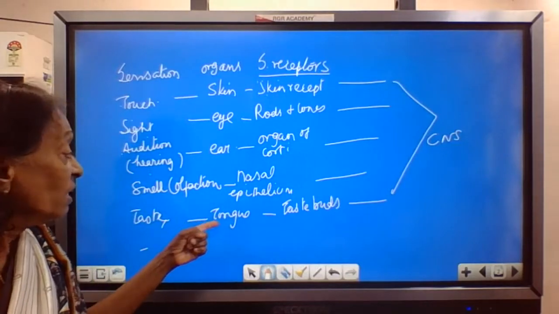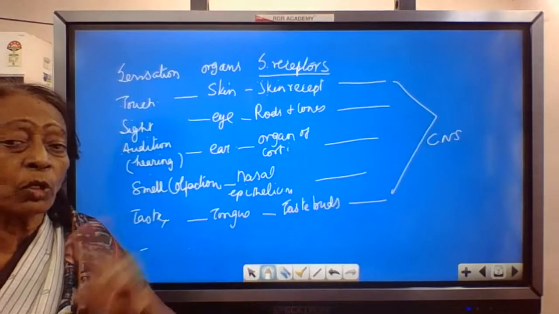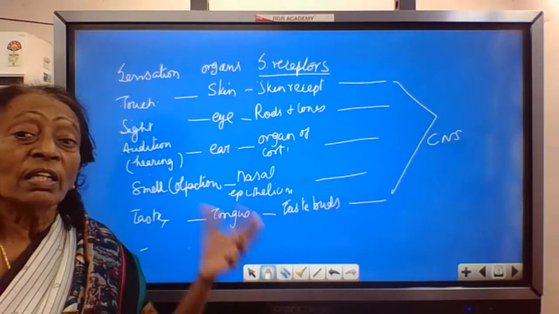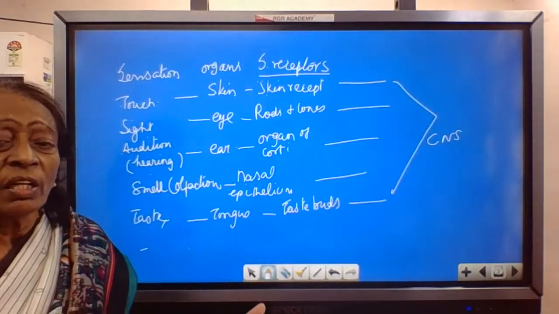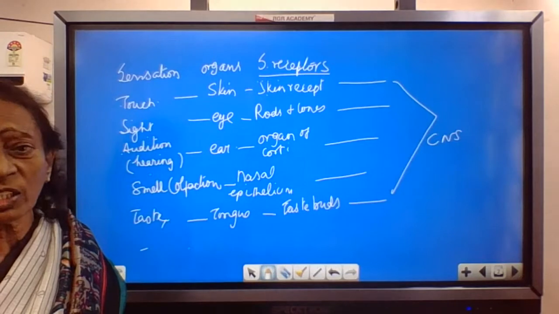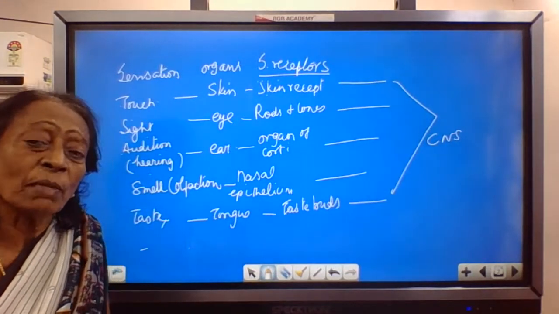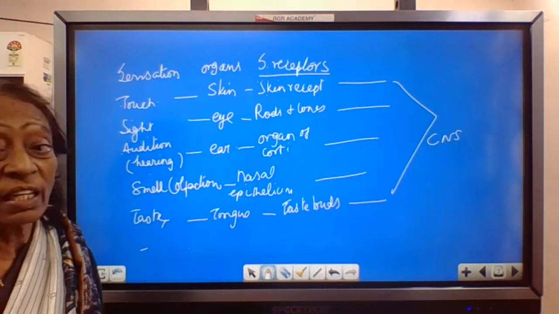If you take the tongue, it has two supplies. The sensory nerve is separate from the motor nerve. What do you mean by that? The muscle of the tongue is supplied by one cranial nerve. The sensory receptors of the tongue are supplied by another cranial nerve. The ninth cranial nerve, the glossopharyngeal, takes the sensation. That's a sensory nerve. But the motor fiber which supplies the muscle of the tongue is the 12th cranial nerve, the hypoglossal nerve. So in this case, it is the 9th cranial nerve.